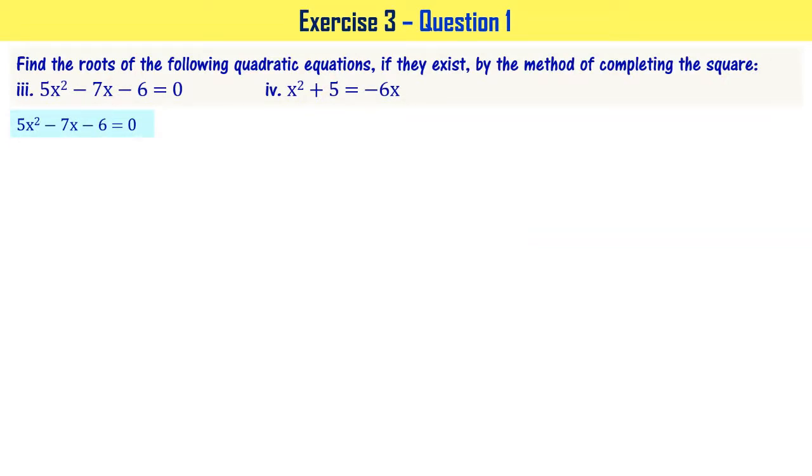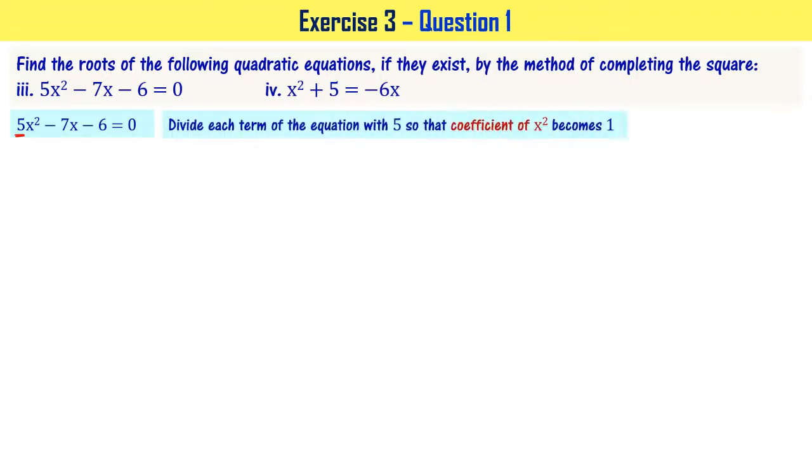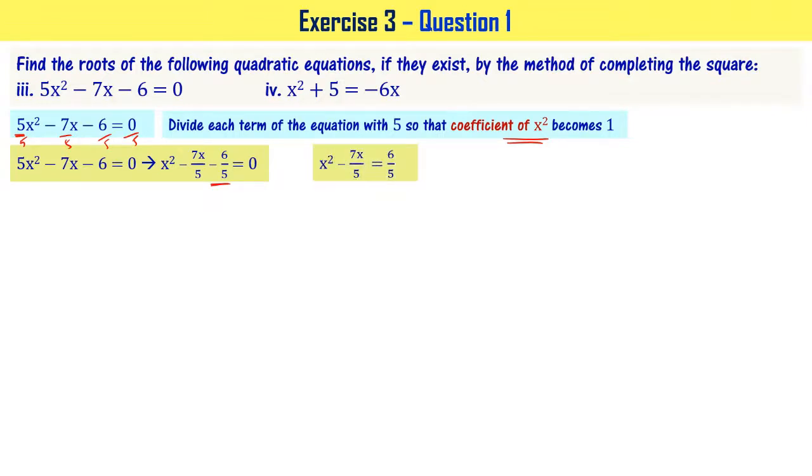Let's find them now using the completing square method. For the completing square method, the coefficient of x square has to be 1, right? For that reason, I'm going to divide each term of the equation by 5 such that the coefficient of x square is going to become 1. When you do that, the equation can be written as x square minus 7 by 5x minus 6 by 5 equal to 0, right? Let me rearrange this equation such that I can take this minus 6 by 5 to the other side. So the equation is now written as x square minus 7x by 5 equal to 6 by 5, right?